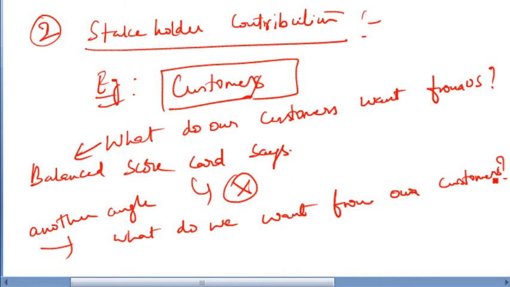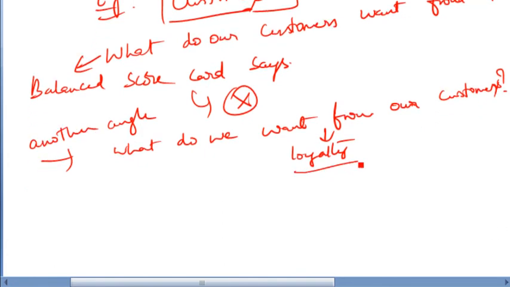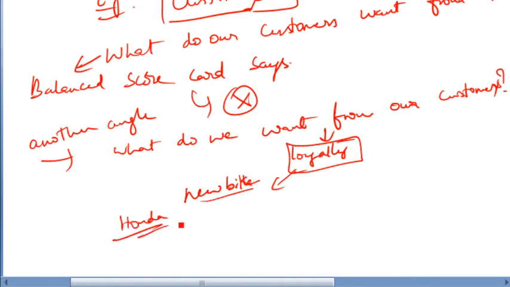Why do you see only one angle here? You look at the other angle. The balanced scorecard says, what do the customers want from us? You see the other angle: what do we want from our customers? So organizations normally want loyalty, isn't it? Any company wants loyalty. That's the reason you always see, whenever a new bike is launched, suppose a new Honda model, they always give discounts for those people who buy that particular new model in the first month. Have you ever thought of why any company provides a discount in the first month of the launch of a new model?